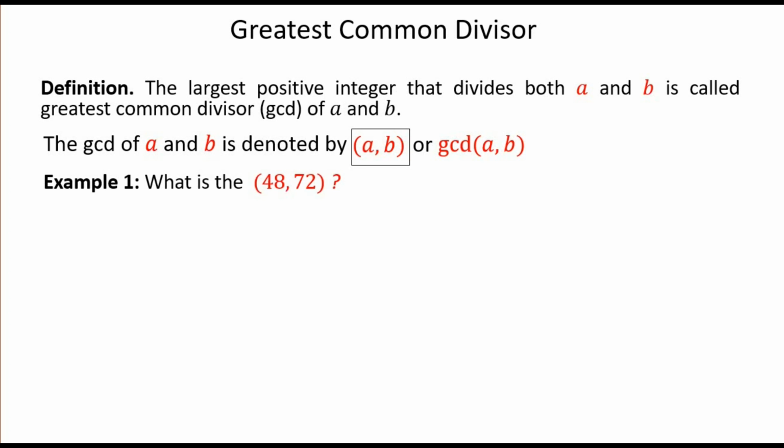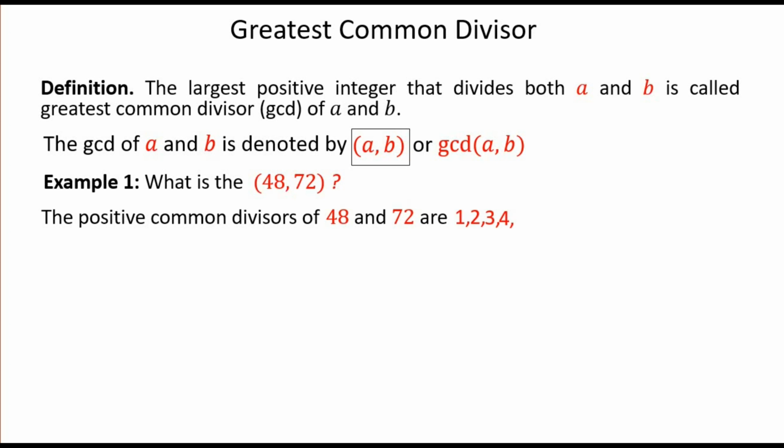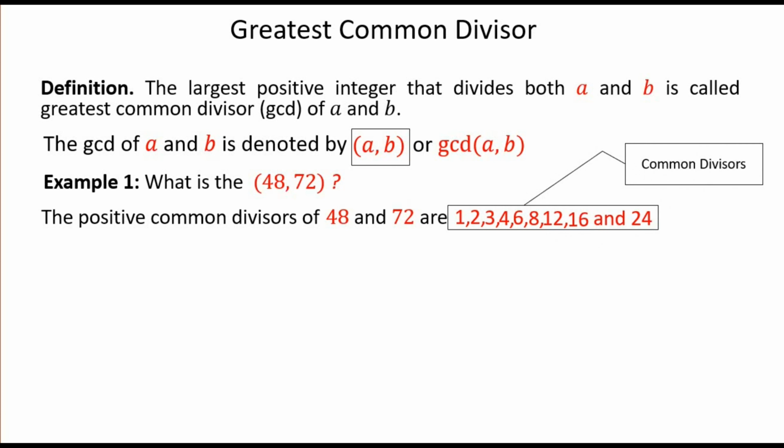The example is: what is the GCD of 48 and 72? The positive integers which divide both 48 and 72 are 1, 2, 3, 4, 6, 8, 12, 16 and 24. You can verify that these integers are common divisors of 72 and 48. In the list of common divisors of 48 and 72, 24 is the largest integer. Therefore, the GCD of 48 and 72 is equal to 24.